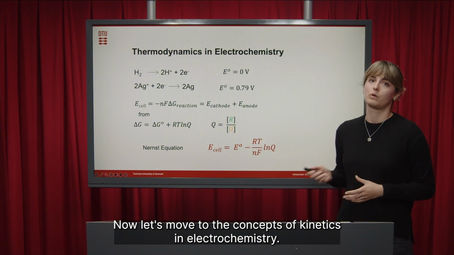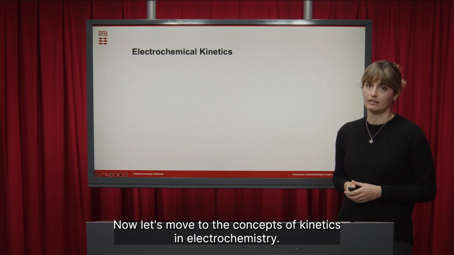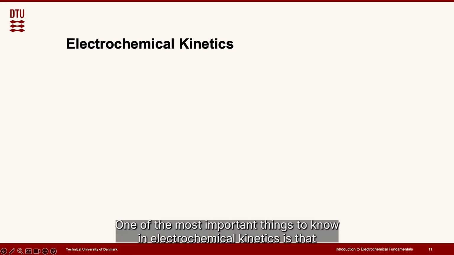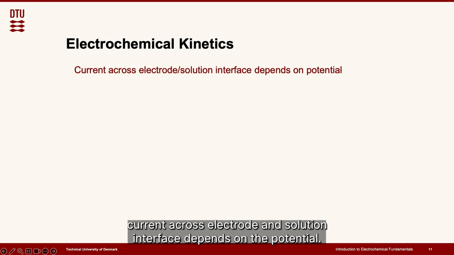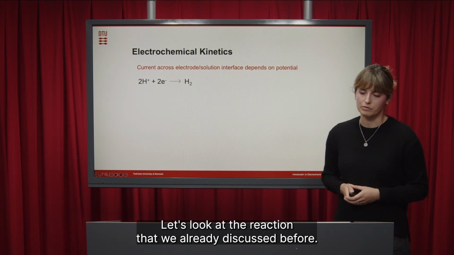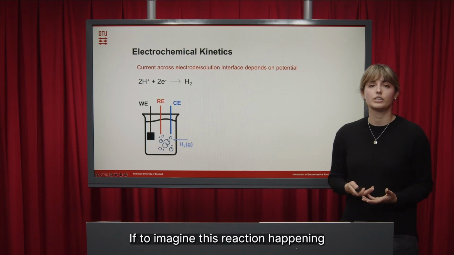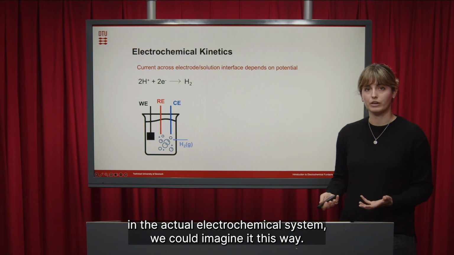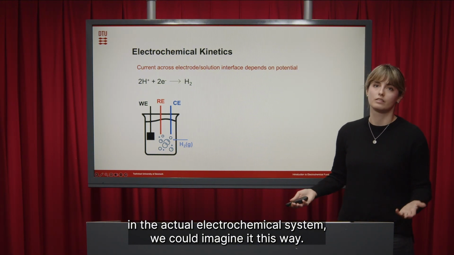Now let's move to the concepts of kinetics in electrochemistry. One of the most important things to know in electrochemical kinetics is that the current across the electrode and solution interface depends on the potential. Let's look at the reaction that we already discussed before. If we imagine this reaction happening in an actual electrochemical system, we could imagine it this way.